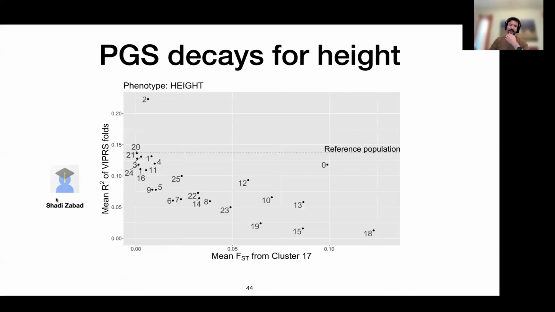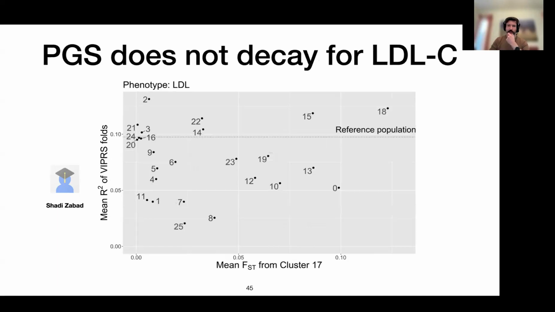So this is some work I did with Shadi Zabad, who is a PhD student with Simone Gravel. So for height, you can see here the y-axis is basically the accuracy of the polygenic score, and then the x-axis is the fixation index, which you can think of as genetic differentiation. But you can see that there's this downward slope. So for height, as the populations become more genetically differentiated, the less accurate the polygenic score is. But for LDL cholesterol, this wasn't the case. So you can see that it's actually kind of scattered.